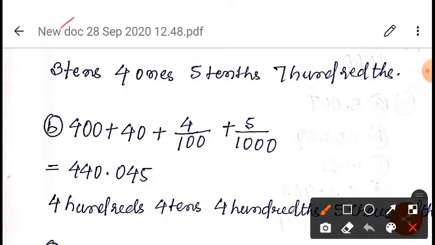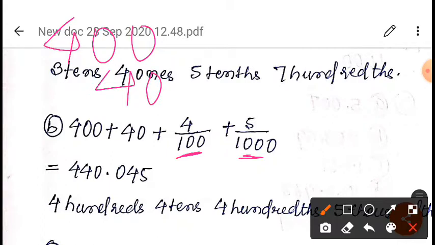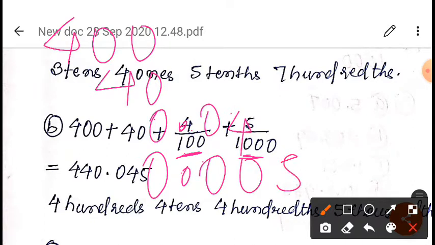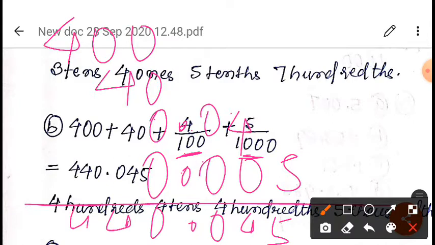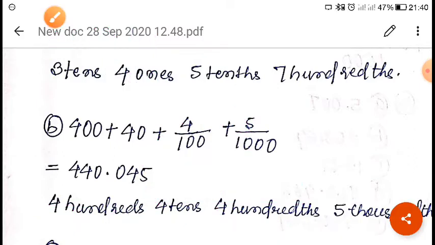This one also you can do like this: 400 plus 40. After that you can see 100 and 1000 are there, so it means there is a point. 4 by 100 means 0.04, right. And 5 by 1000 is 0.005. When you add these, you get 440.045, as you can see here.